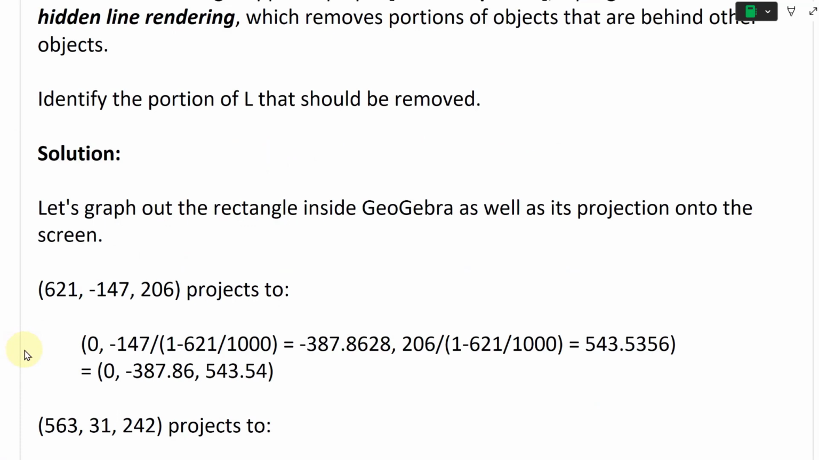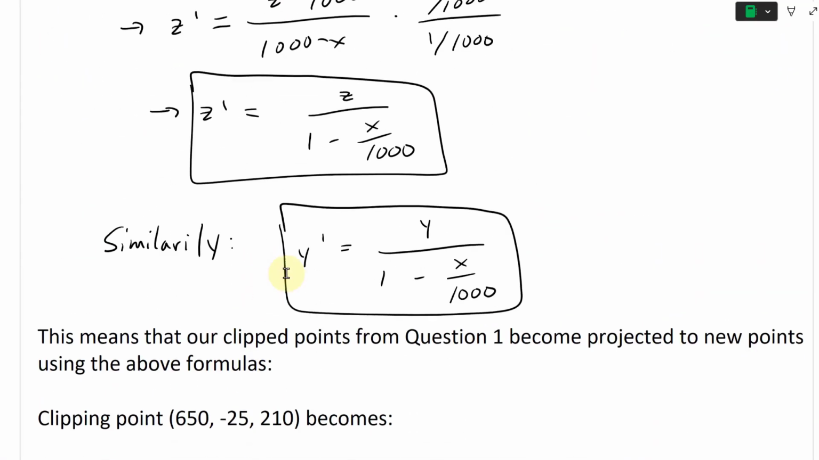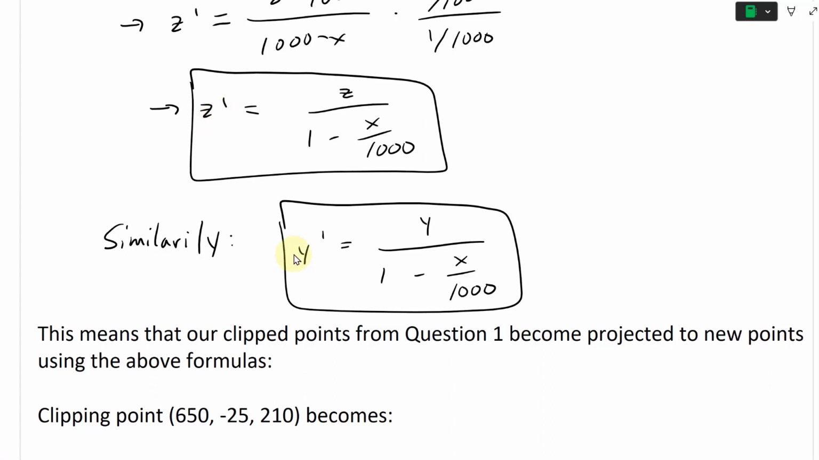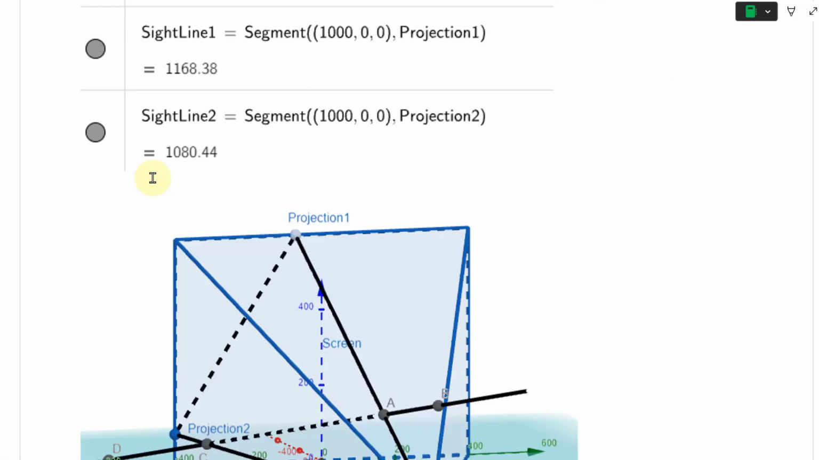All right, so recall the equation for the projection from 3D to 2D. We could scroll over to that equation that we set up, and that's just right here. So we have the projection: y prime equals y divided by 1 minus x over 1,000, and z prime equals z divided by 1 minus x over 1,000. So we project it on there, and let's write that down.